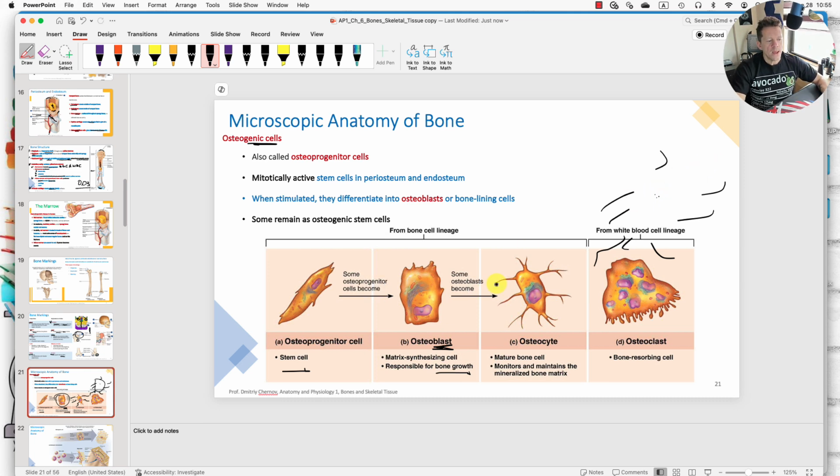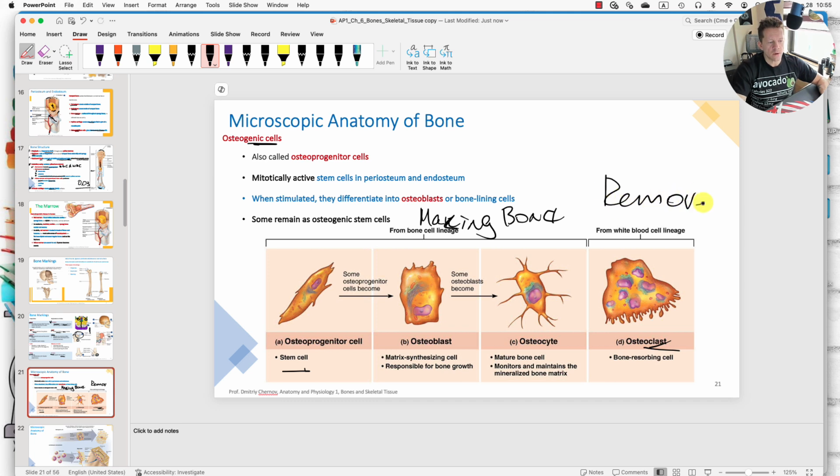Remember that. And then from another family, from the white blood cell lineage, the osteoclast. To make it simple, osteoblasts are making bone, and osteoclasts are removing bone or breaking down bone. Osteoblasts lay down new bone, and osteoclasts remove bone.